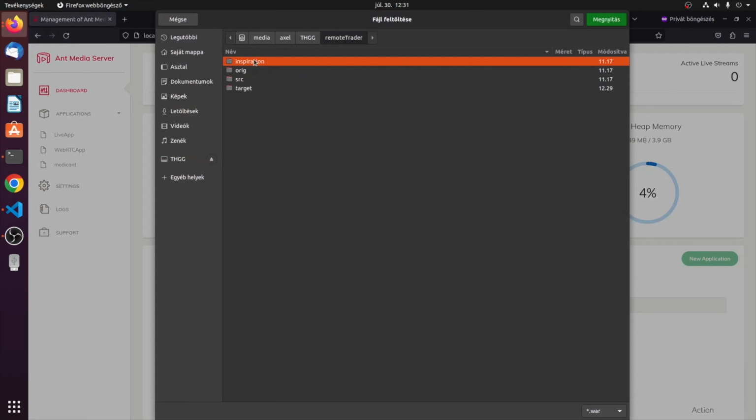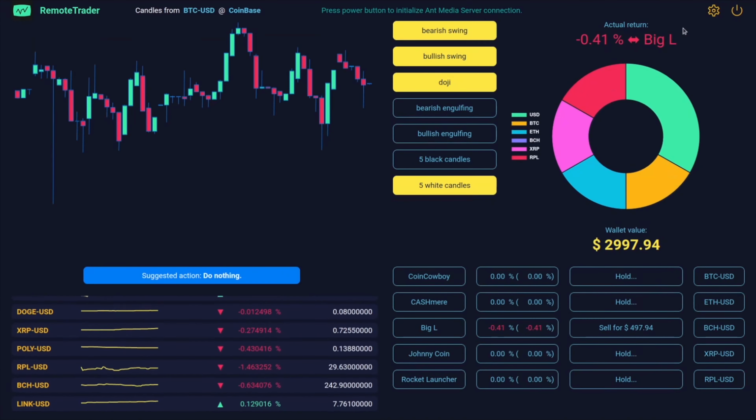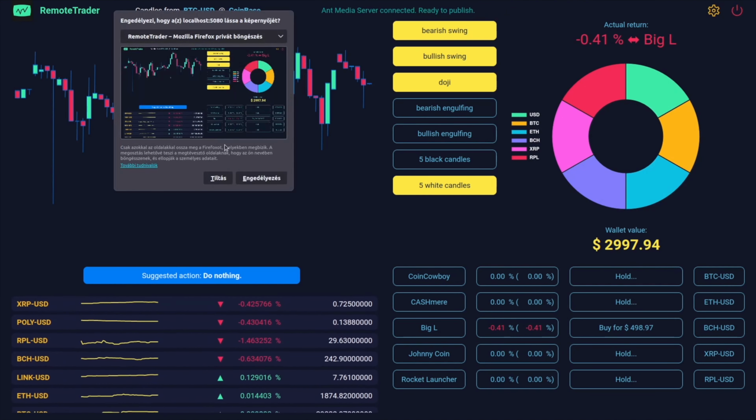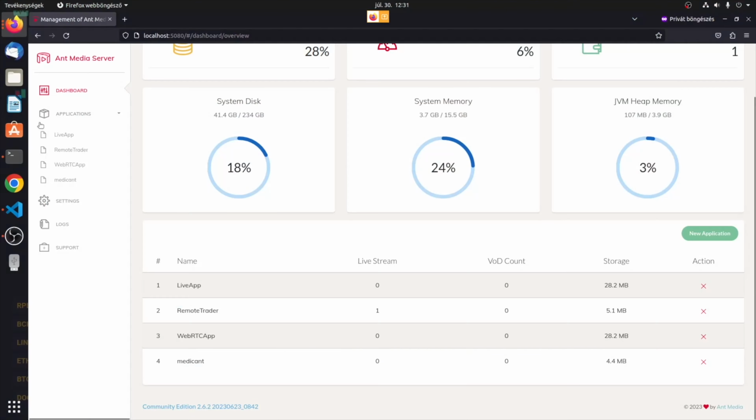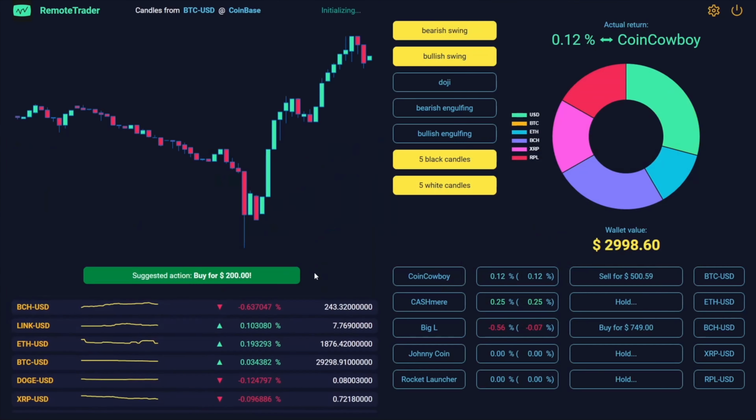Remote Trader can easily start as any other web application built on AMS. There are two main screens in the application, the main screen and the settings. First of all, let's see what is on the main screen.